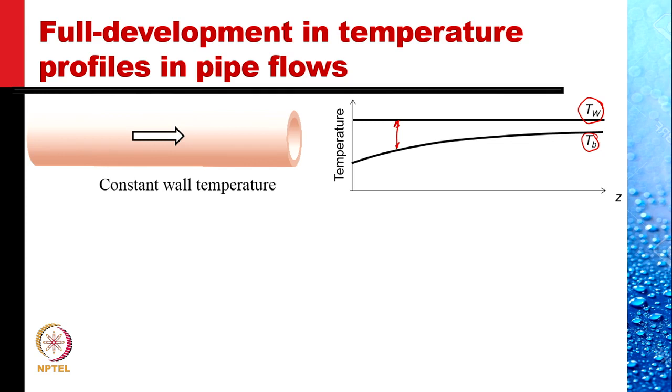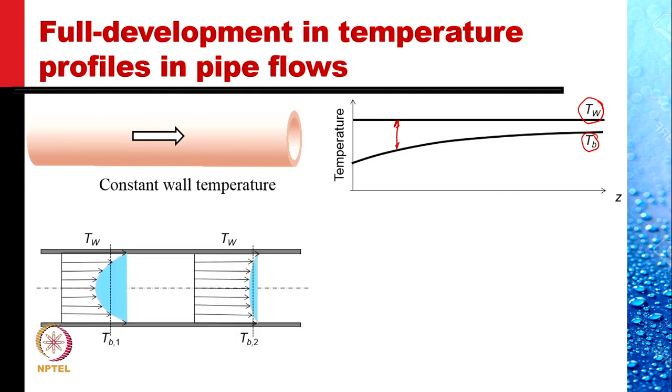What does that mean in full development? Let's look at the temperature profile at two different locations. Tw is constant. The bulk temperature is increasing. So the temperature profile, even this blue profile, which is the temperature difference profile, is changing in shape.